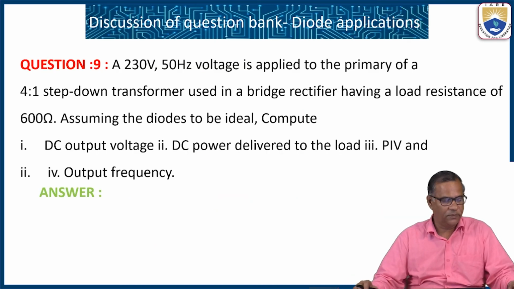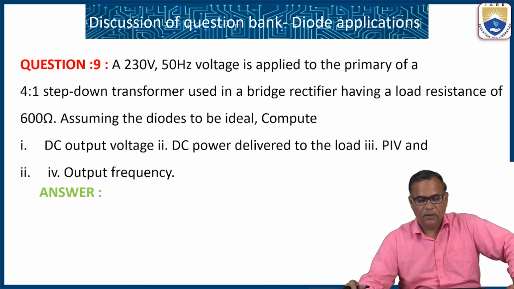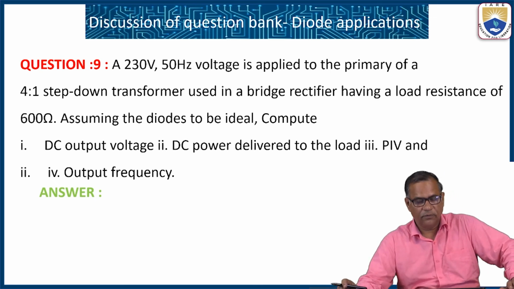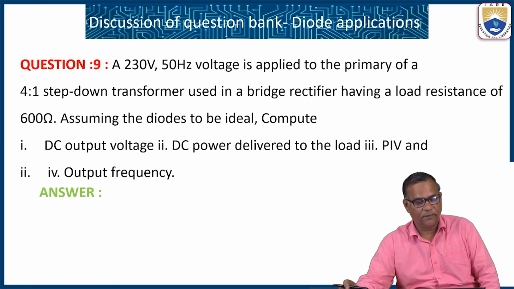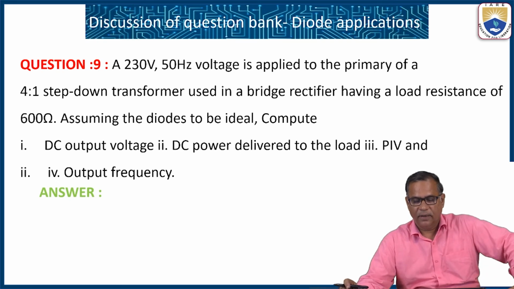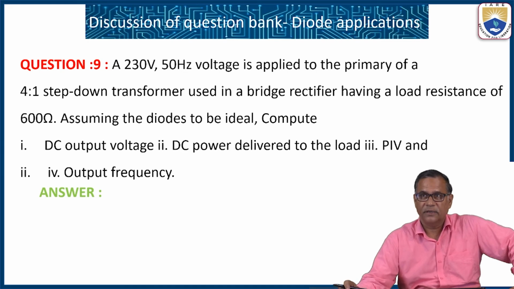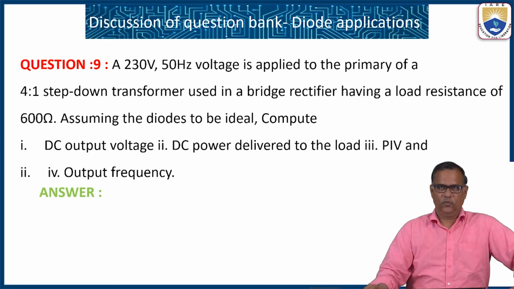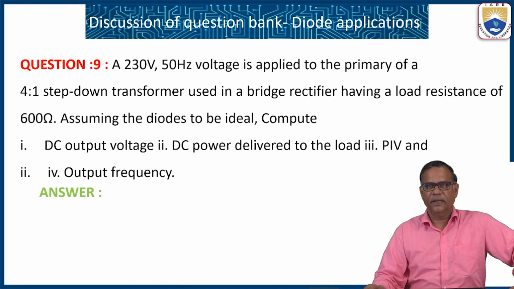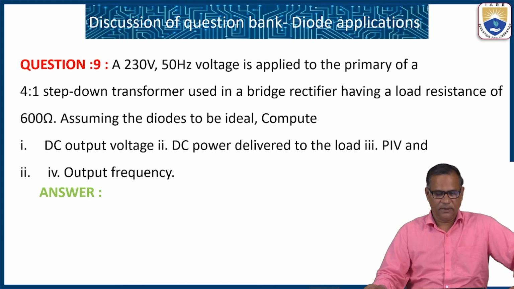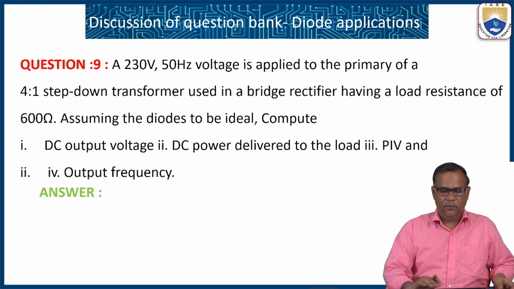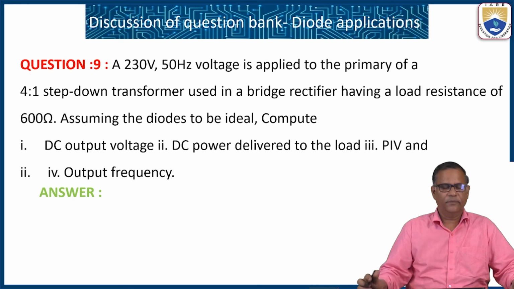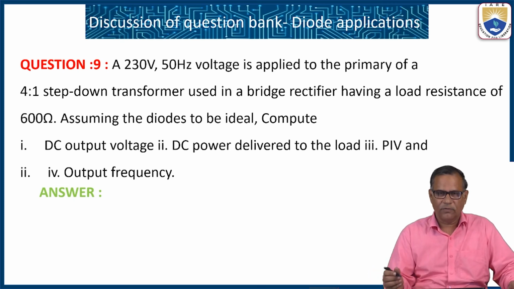Now let us go to the ninth problem. A 230 volts 50 Hz voltage is applied to the primary of a 4:1 step-down transformer in a bridge rectifier configuration having a load resistance of 600 ohms. Assuming the diodes to be ideal, compute the DC output voltage, DC power delivered to the load, PIV, and the output frequency. So all these parameters have to be calculated. We have already done a bridge rectifier problem, so on similar lines, let us solve this problem also.